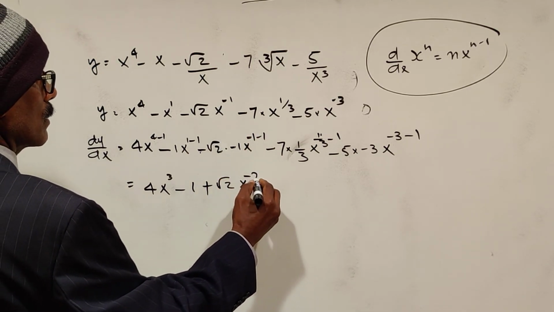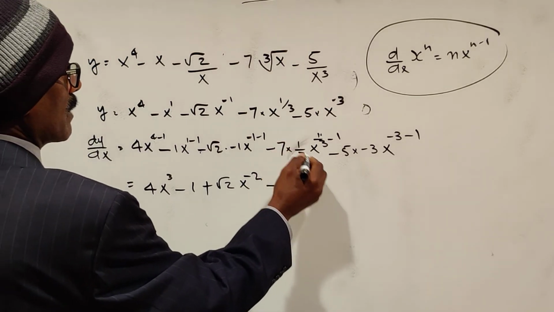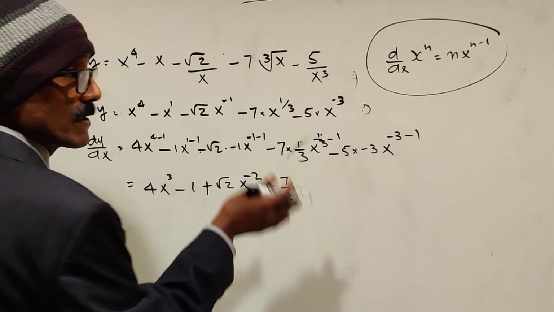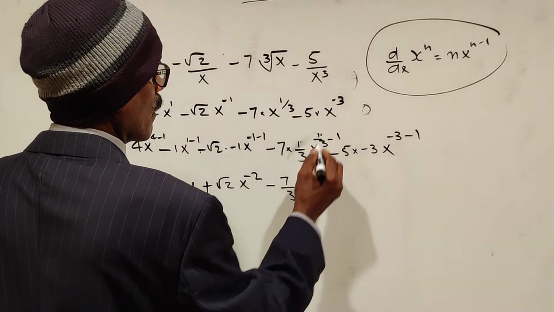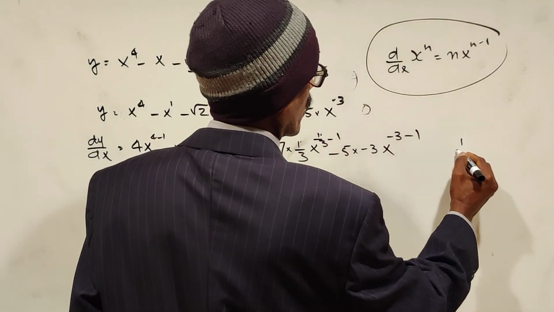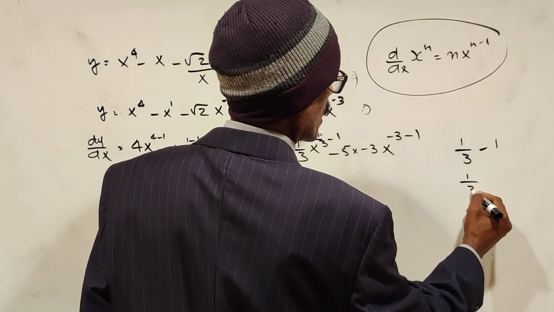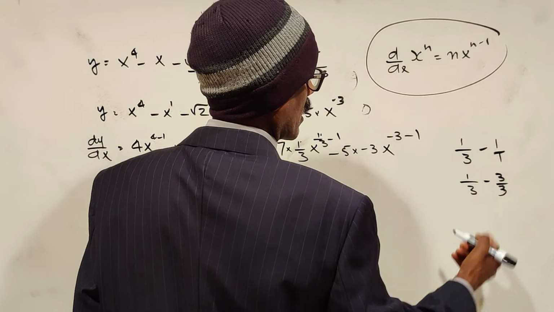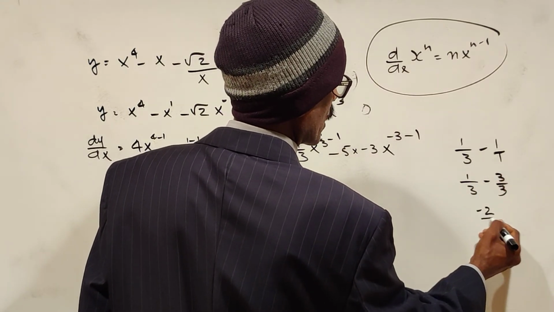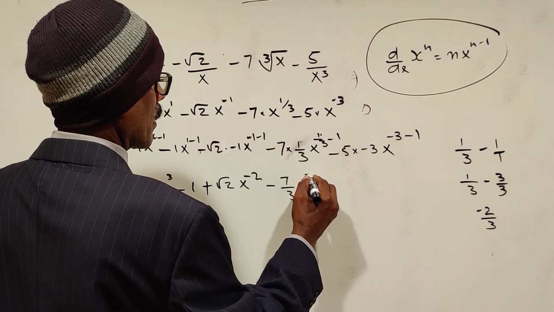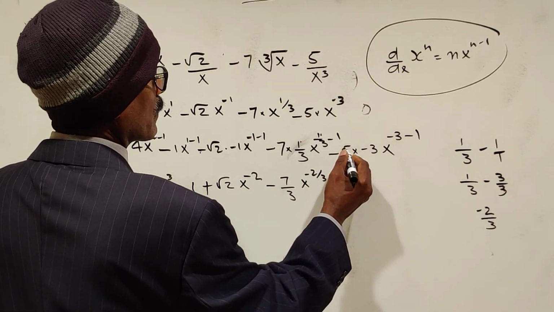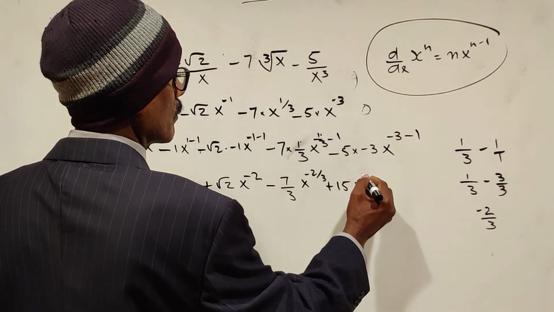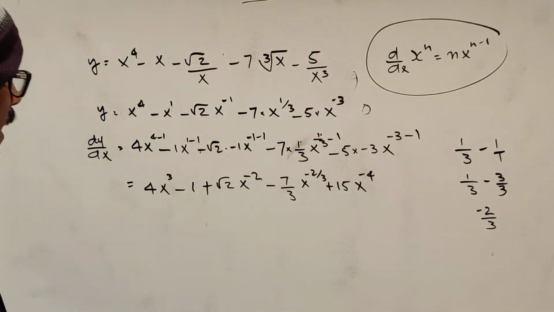x to the power minus 2, minus 7 by 3, 7 times 1 is 7 divided by 3, because 3 is in the denominator. x to the power 1 by 3 minus 1. What is 1 by 3 minus 1? 1 by 3 minus 3 by 3, because I am going to make the denominator same. Then 1 minus 3 is minus 2 by 3. x to the power minus 2 by 3, minus, what is minus 5 times minus 3? Plus 15 x to the power, what is minus 3 minus 1? Minus 4. You can simplify this a little more.